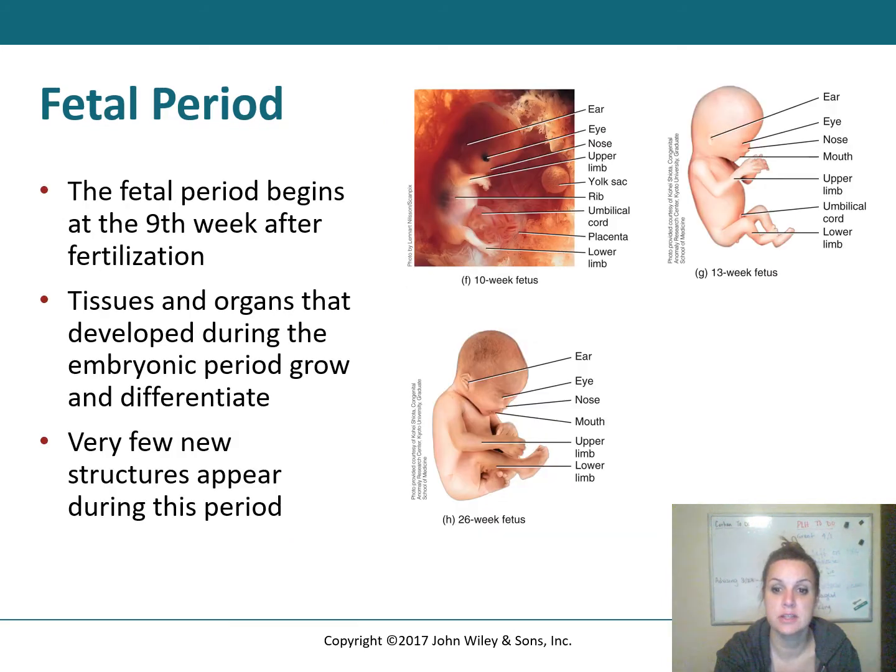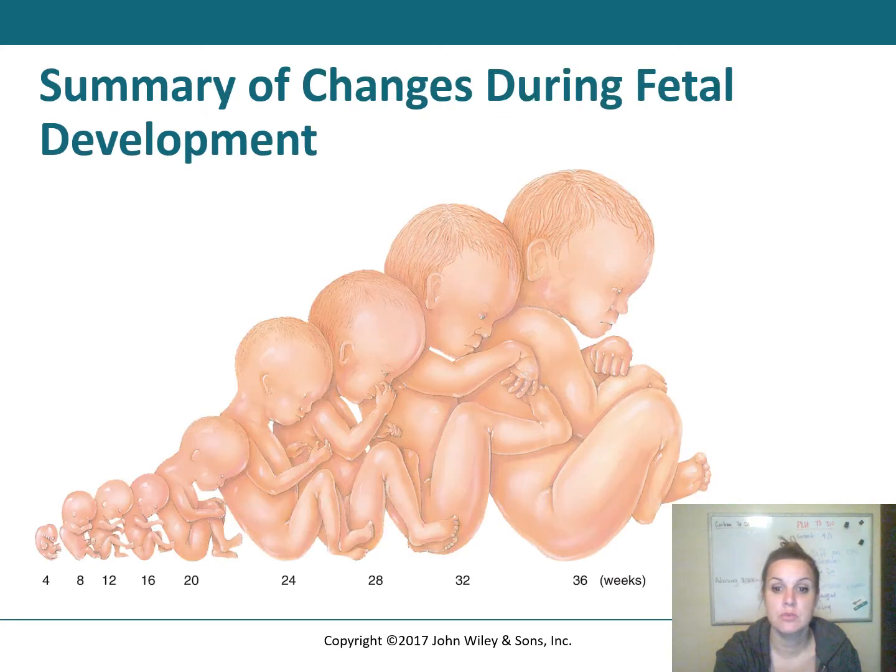The fetal period begins at the 9th week after fertilization, and what you see is that tissues and organs that develop during the embryonic period just start to differentiate, but we don't really see many new structures appear during the fetal period. So mostly every organ that you have is there by the end of your 8th week. Really, the fetal period is all about growing in size and adapting all those organs that were created during the embryonic period to be able to survive out of the uterus.